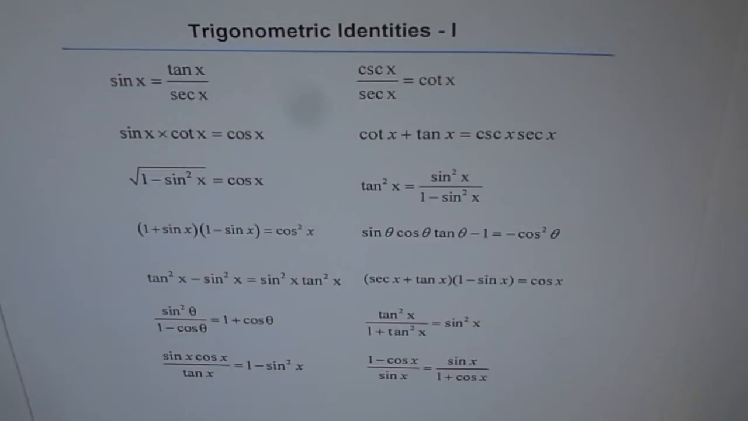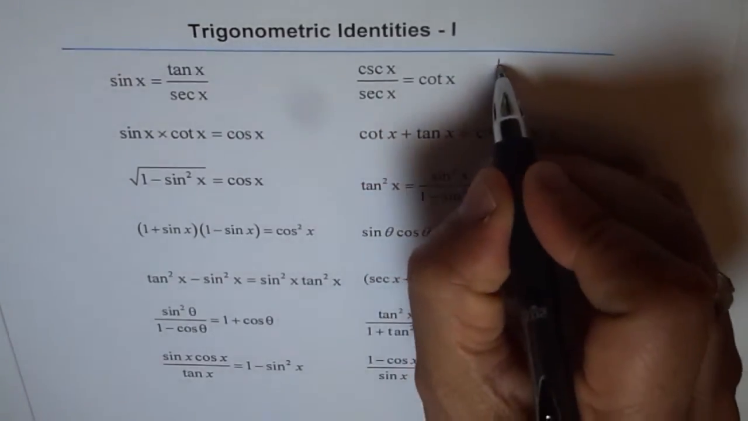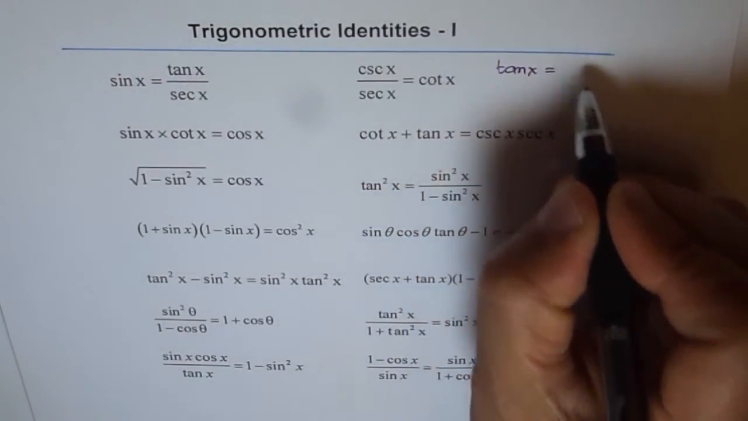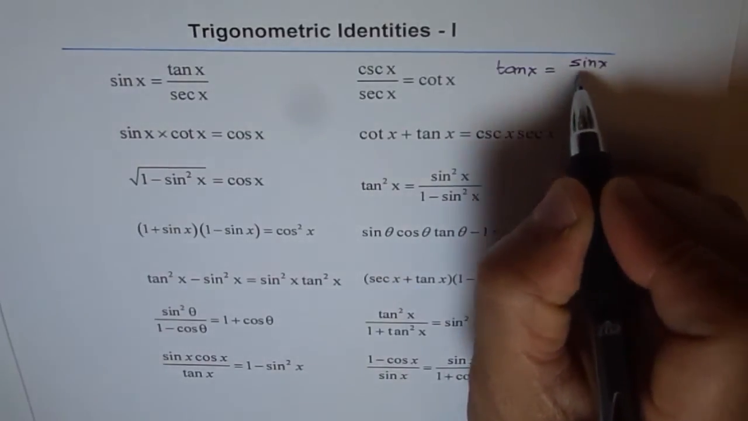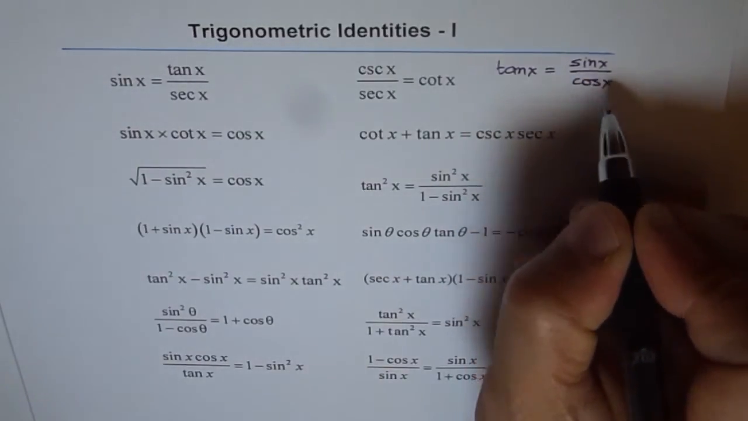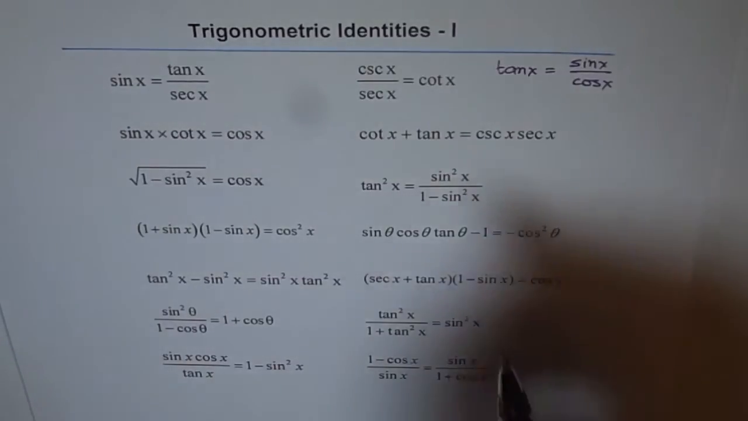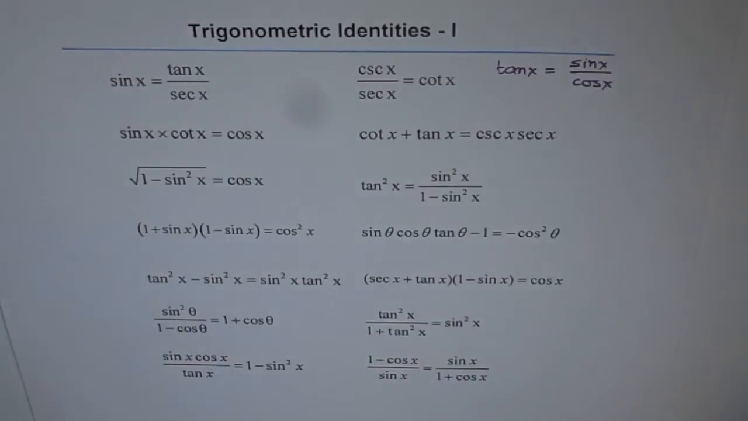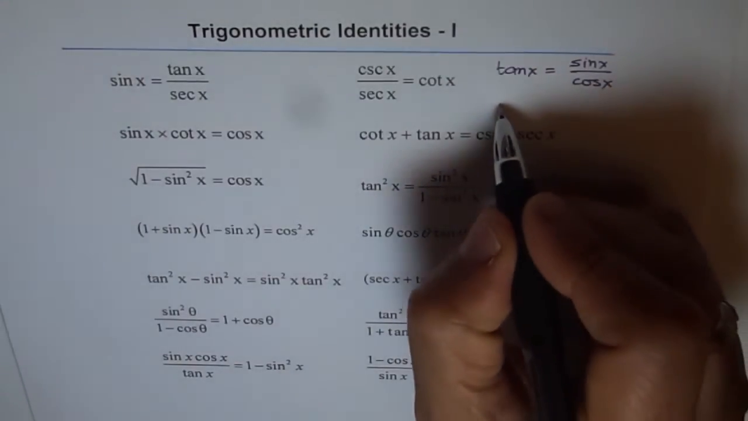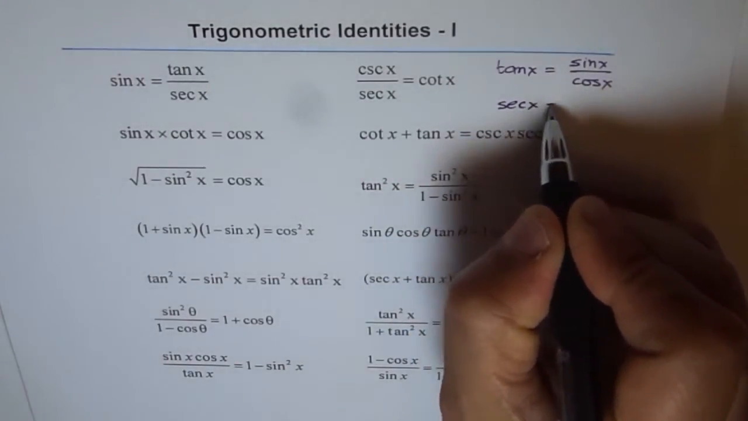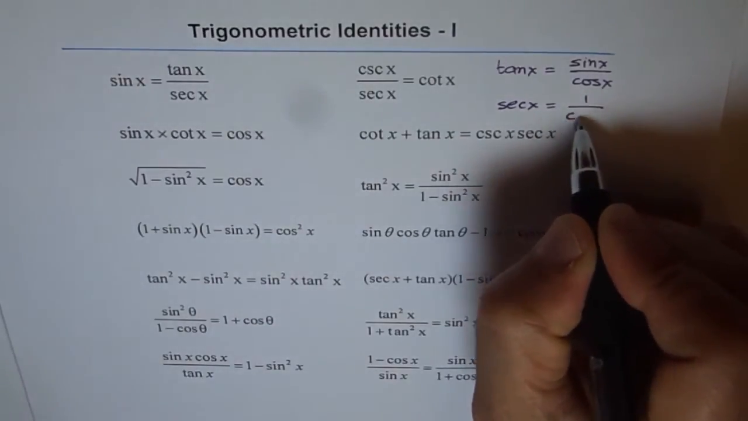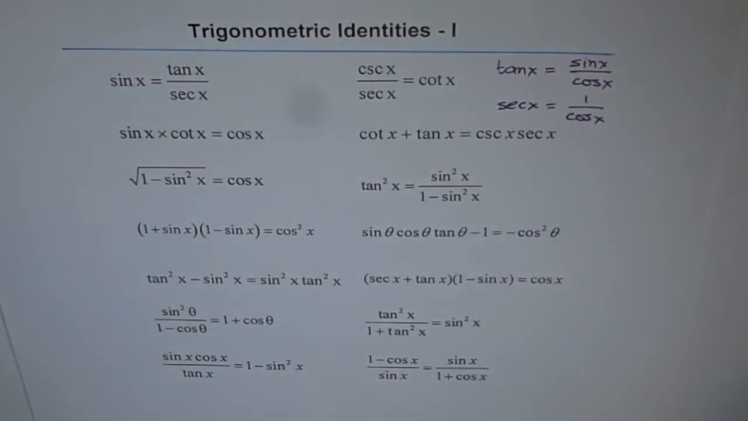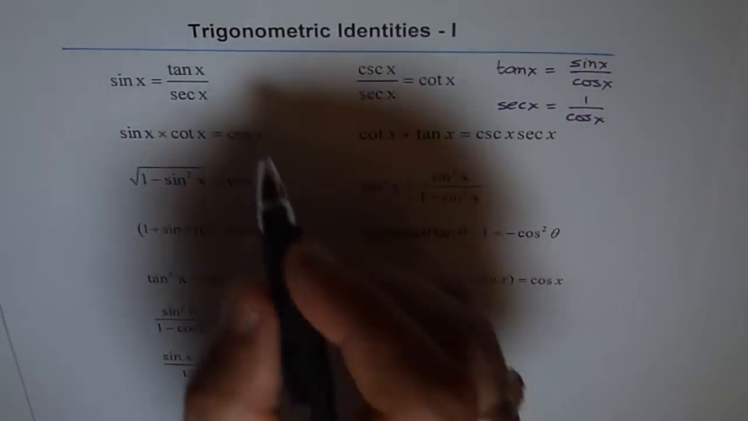What I'm trying to say is, if you replace tan x by sin x over cos x, right? Basically you need to change them in terms of sin x and cosine x. Secant x, for example, is equal to 1 over cos x, and you know cosecant x is equal to 1 over sin x. Let me write here.